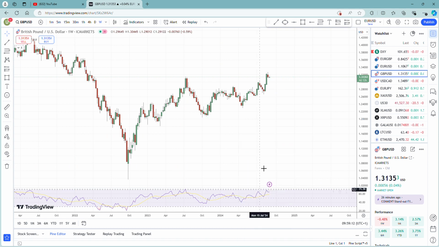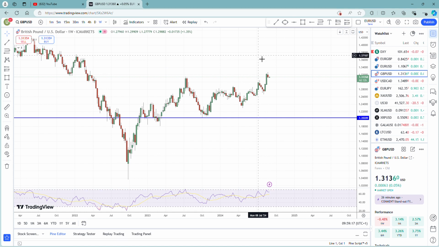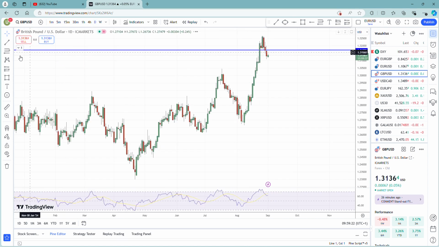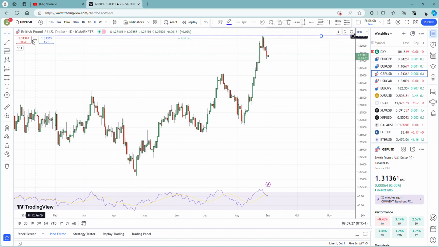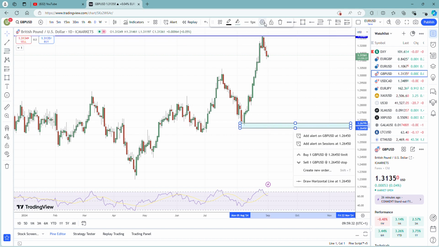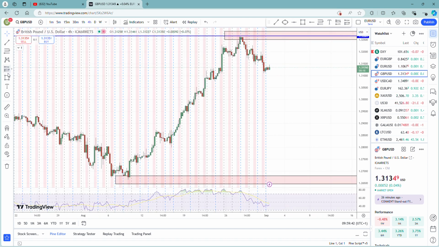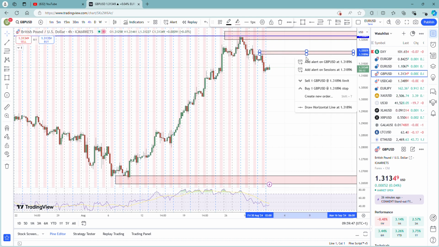So if we go on the weekly time frame, support and resistance levels on the weekly. There's also a weekly here. Go to the daily. What you could do is you could move this here. Daily support, daily resistance, which also falls on a weekly time frame. H4, resistance and support.